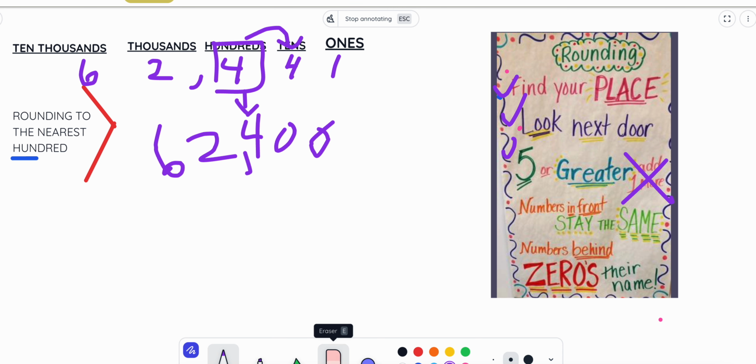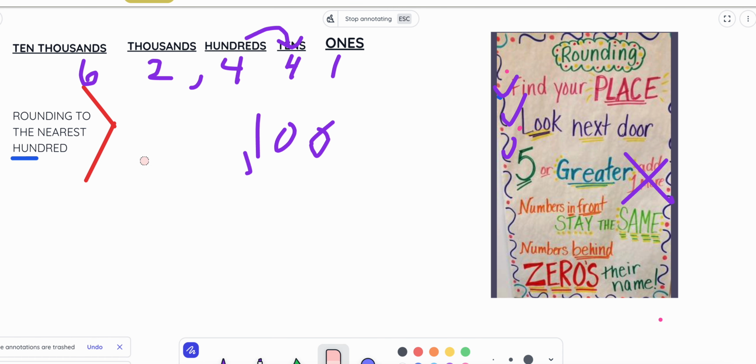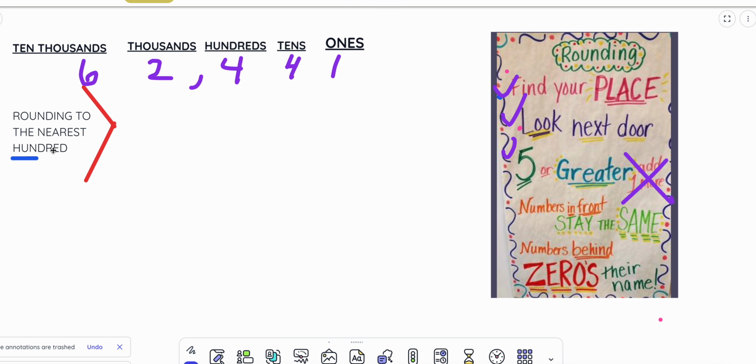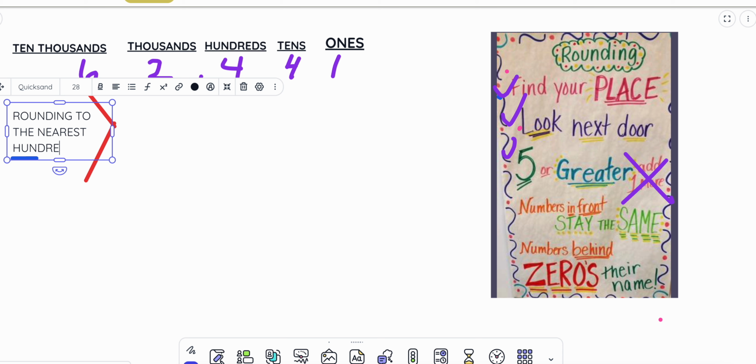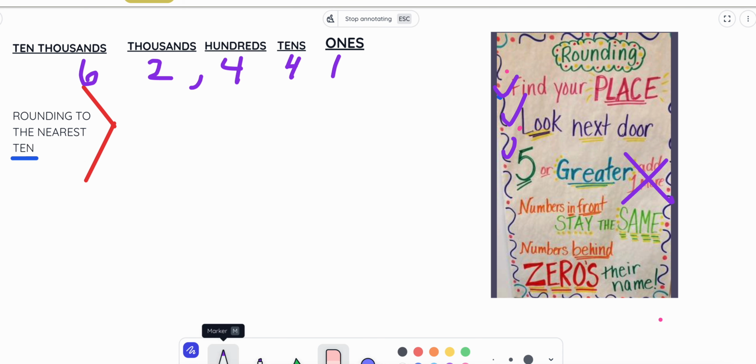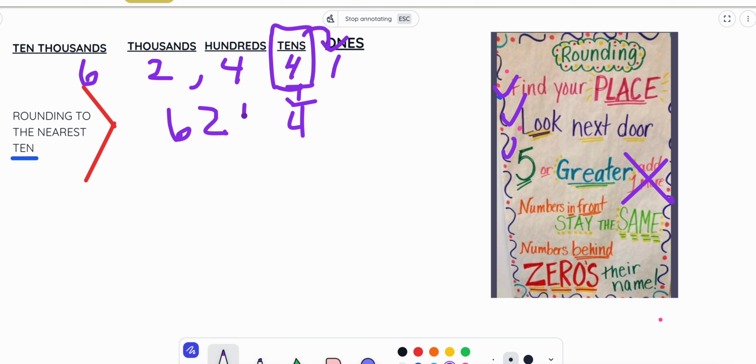If I wanted to round this to the nearest, let's do the same number, but this time we'll round it to the nearest 10. Here we go. Find your place. We're rounding to tens now. Look next door, behind it. Is that 5 or greater? Nope, I don't need to add one more then. It's going to stay the same. Numbers in the front stay the same, 6, 2, and 4. All of those come down. Numbers in the back, 0 is their name.